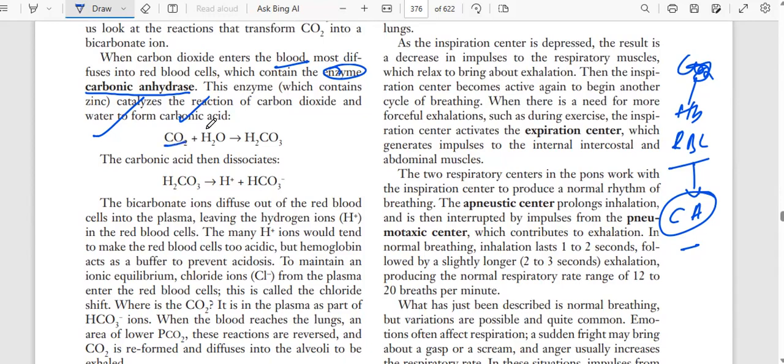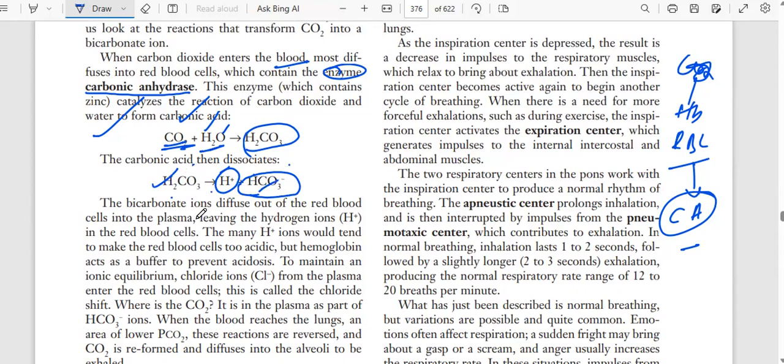This is the carbon dioxide and it is combined with water. Water, not hydrogen. Hydrogen is very different. Water is hydrogen and oxygen, two hydrogen atoms and oxygen. With carbon dioxide, it will form carbonic acid, H2CO3. The carbonic acid then dissociates. H2CO3 will release the hydrogen ions. It will form HCO3, the bicarbonate. We will call it bicarbonate.